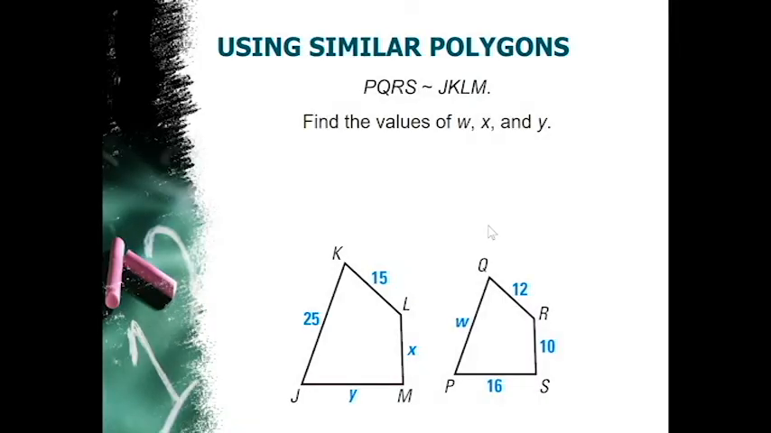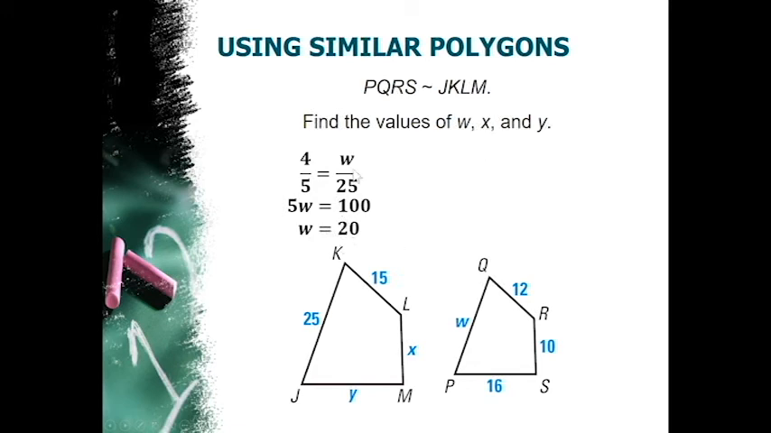We can use these scale factors to find the missing values. So we're going to find W first. So what I would do here is I would start with my scale factor. Notice I want small on top, large on the bottom. The sides that correspond with the W is QP and KJ. So we would go W over 25, small over large. We can cross multiply this. 5W equals 100. Divide by 5 gives us a W value of 20.